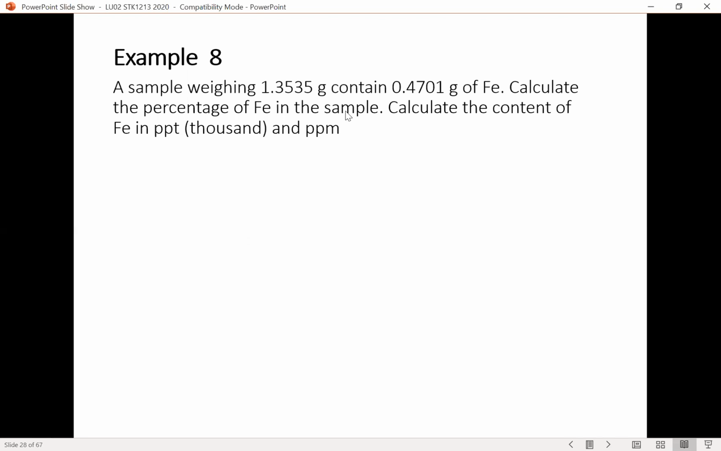Percentage of iron in the sample means the mass of iron in the sample over 1.3535, times 100%. Then you get the percentage of iron. Can you do that? Type in the chat box. Percentage of iron is equal to the mass of iron divided by the mass of sample.